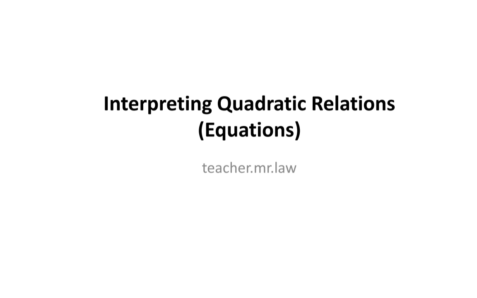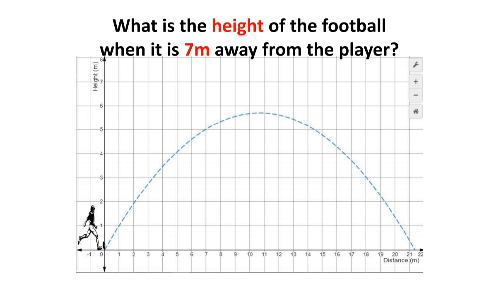In today's lesson, we'll be learning how to interpret quadratic relations with a focus on equations. In this situation, we have a football player kicking a football. On the x-axis is distance, while on the y-axis is height. We want to know what is the height of the football when it is 7 meters away from the player. 7 meters is right over here, which means when the football is 7 meters away from the player, it will have a height of 5 meters.